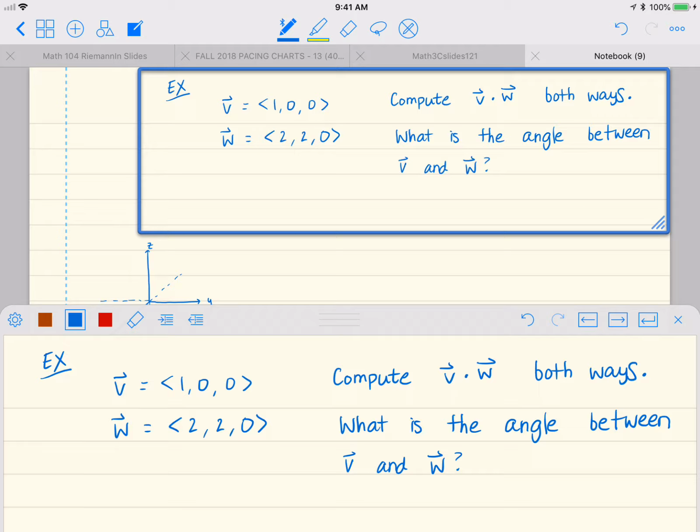Okay, so our problem here is to compute the dot product of v and w, where v is this vector right here, and we've got the vector w. From the way these vectors are written, we can tell, are we in 2 space or 3 space? We're in 3 space, because we've got 3 different components. So we are tasked with computing v dot w, that's how you say it, v dot w, both ways. And then the third thing we need to do is find the angle between v and w.